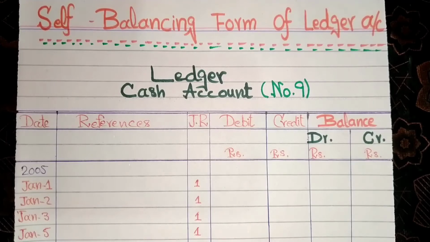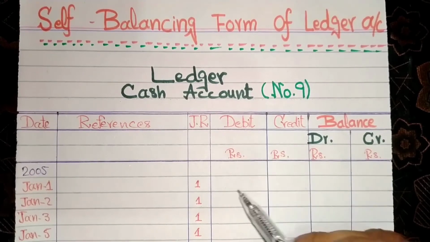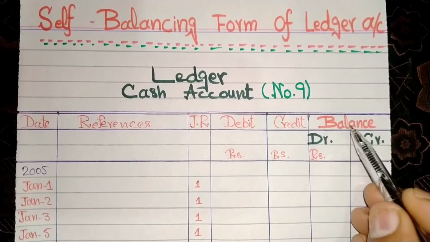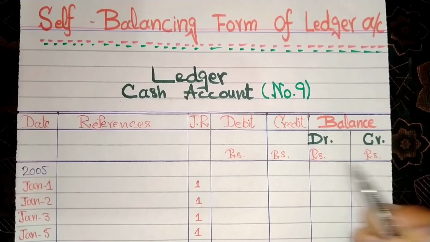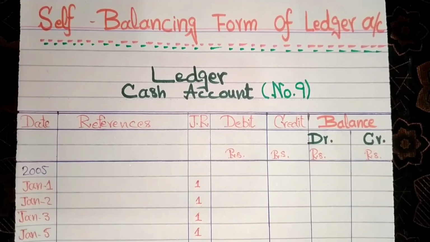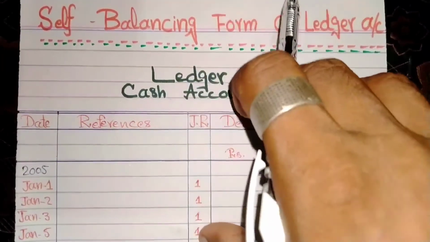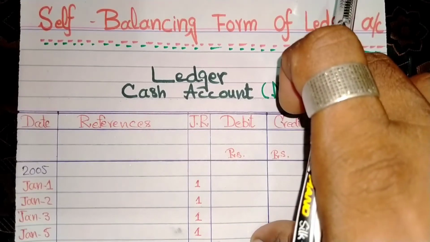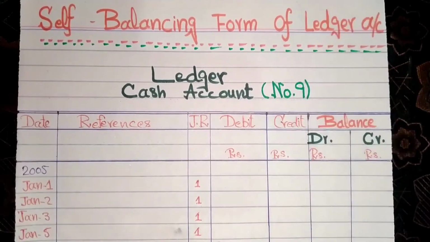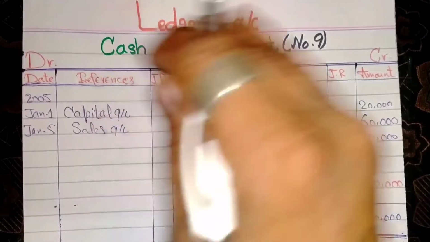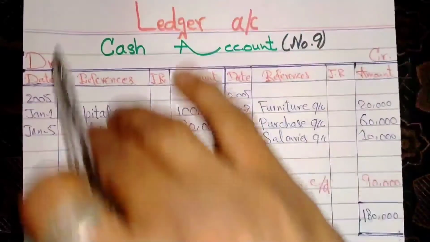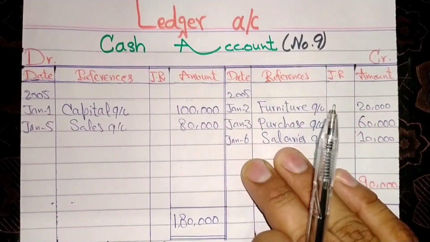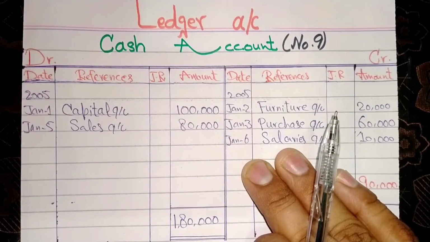You can see here, this is the debit amount column and this is the credit amount column in rupees. This is the balance column, debit and credit in rupees. Before entering our entries in this format, we must recall the previous account in standard form, which is this. You can see here, this is the ledger account of the cash account in the standard form of ledger account, which we did in the last video.